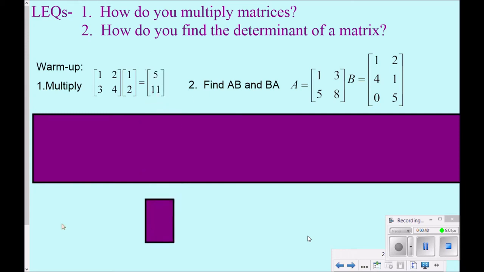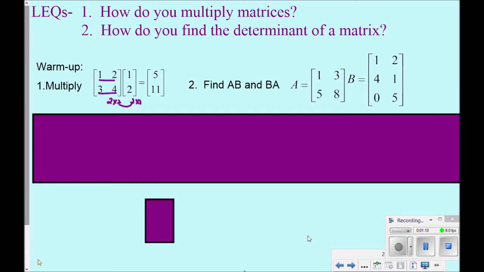So the first problem, we have a 2x2 and a 2x1, which means we get a 2x1 when we multiply. And I'm doing row 1 by column 1, 1 times 1, 2 times 2, adding to get 5. Then this is the 2,1 spot, so second row, first column, 3 times 1, 4 times 2, add gives us 11 for the second spot.